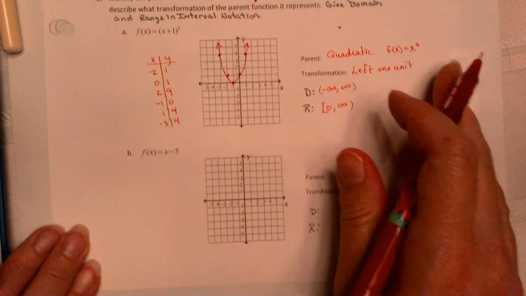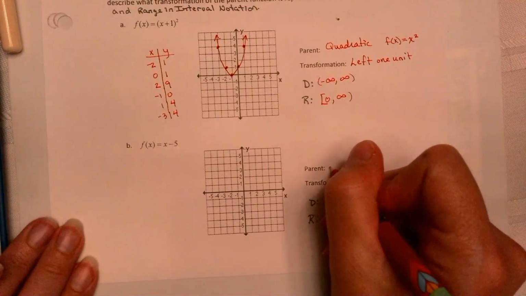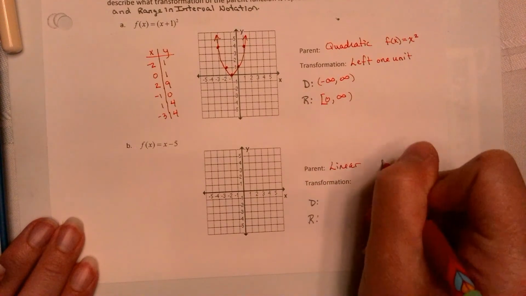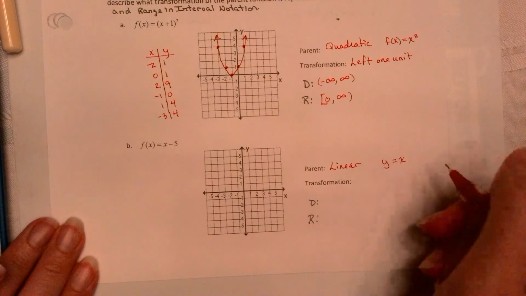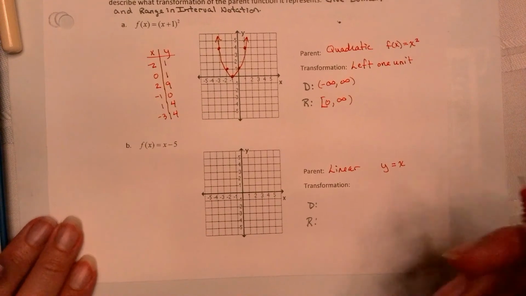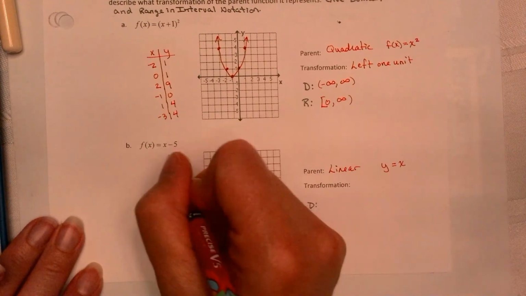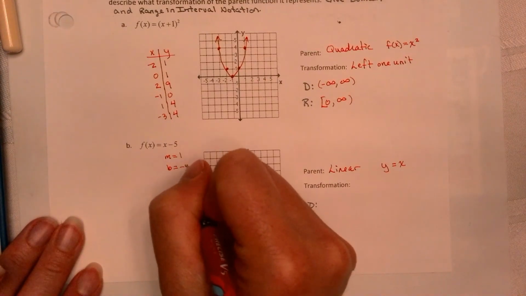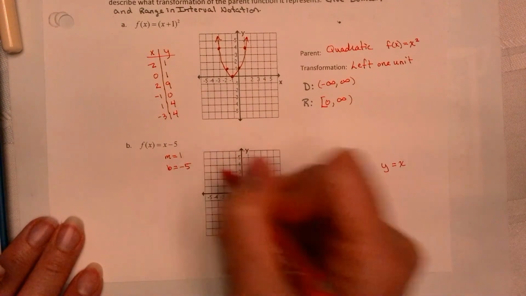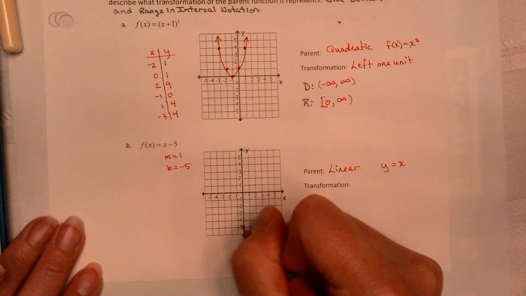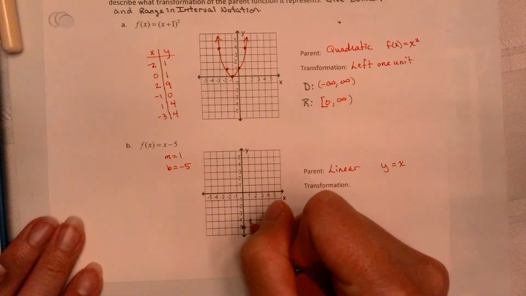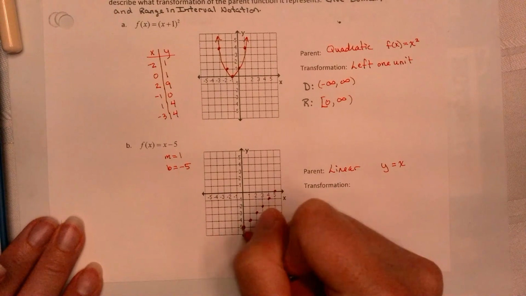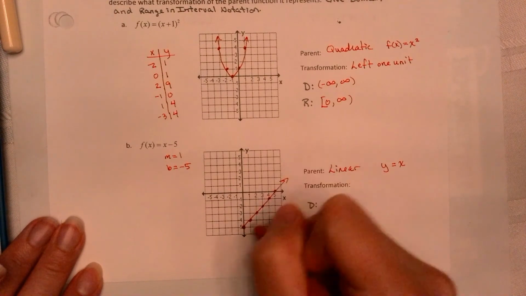Now, a lot of us know that this parent function is a line, so we call it linear, and that's simply y equals x, or f of x equals x. So when I go to graph this, I know that my slope is 1 and my y-intercept is -5. Might be something we need to work on this year. So I plot my first point at -5. I go up 1 over 1, up 1 over 1. And that is where I am starting to plot my graph.